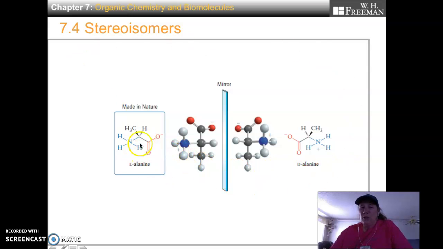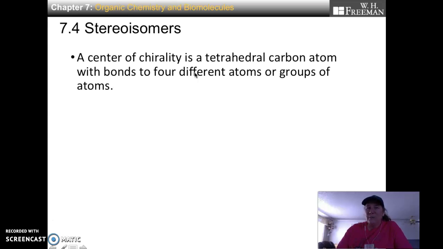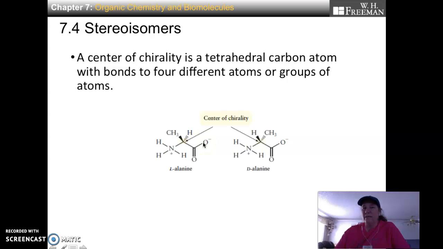I'm going to show it to you. We're not going to do a lot of stuff with it, but again, if you take an upper level organic, you're going to talk more about these because they actually do react differently, but they are mirror images of each other. They're called stereoisomers. Okay, and again, we're not going to spend a ton of time on those. I just wanted to show them to you so they're not totally foreign. Okay, the center of the chirality, what they call it, is a tetrahedral carbon. So you have carbon in the middle with 4 bonds. And again, that's what carbon does.